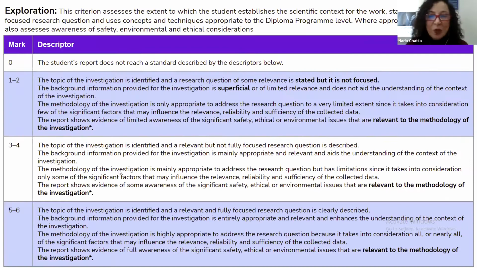I hope this helped address the PE criterion. Let's move on to the exploration. I'm glad that no one found the exploration to be an area that is challenging.